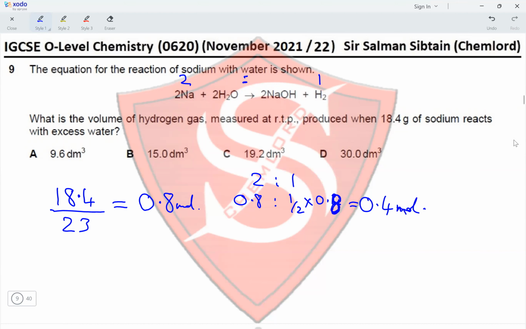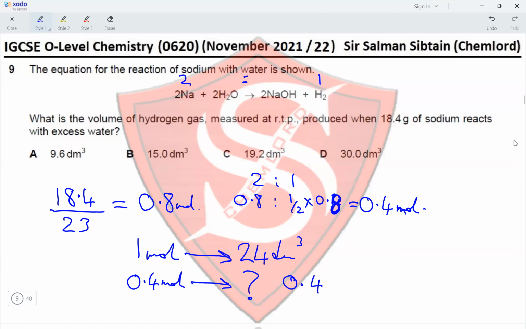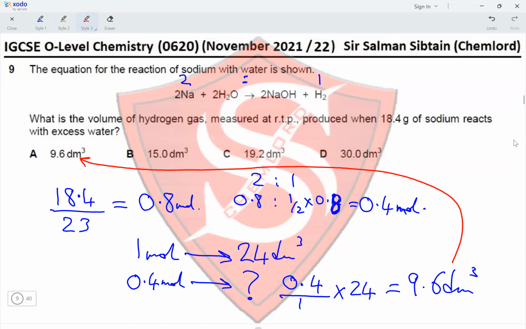They are asking for the volume that is produced. So 1 mole of any gas at RTP occupies a volume of 24 dm cubed. So 0.4 moles of hydrogen would occupy a volume of 0.4 over 1 times 24, giving us a volume of 9.6 dm cubed, making option A the correct option for this question.